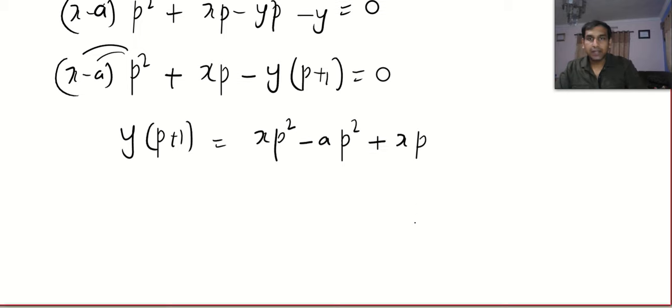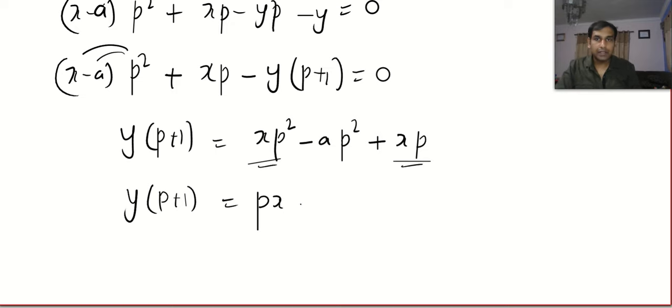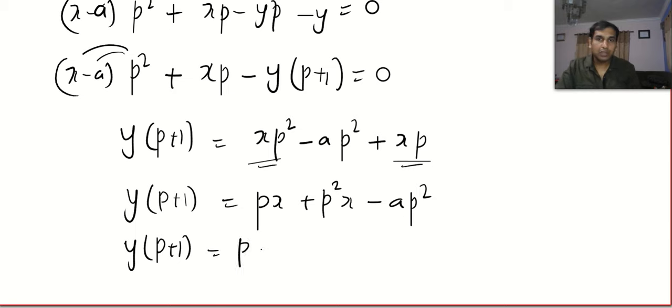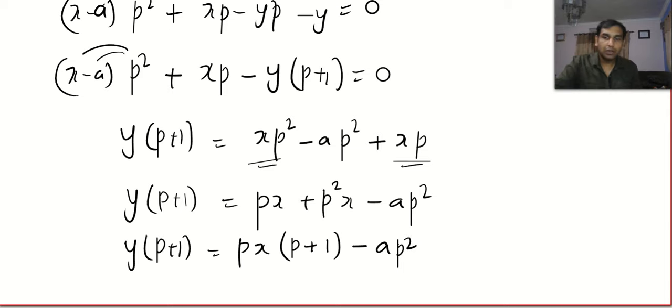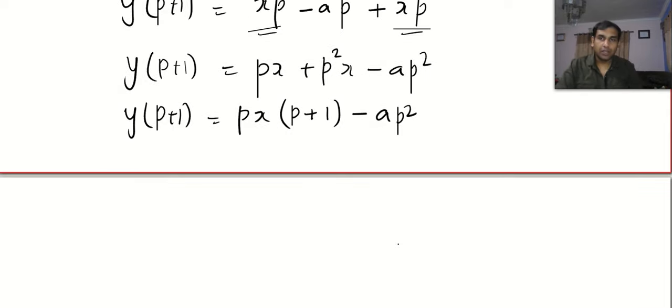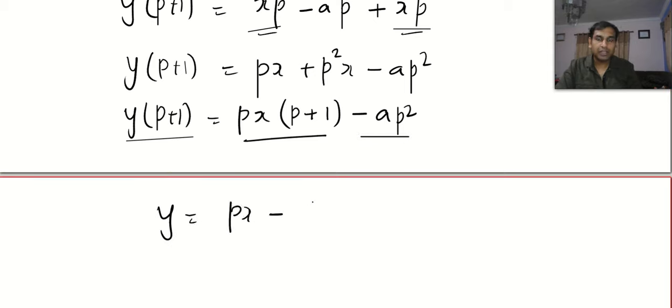Okay, now I can see Clairaut slowly popping up. y into (p plus 1) is equal to px plus p square x minus a p square. So y into (p plus 1) is equal to p x into (p plus 1), that is 1 plus p, minus a p square. Okay, that's it. Divide throughout by p plus 1. We get y is equal to px minus a p square by (p plus 1).